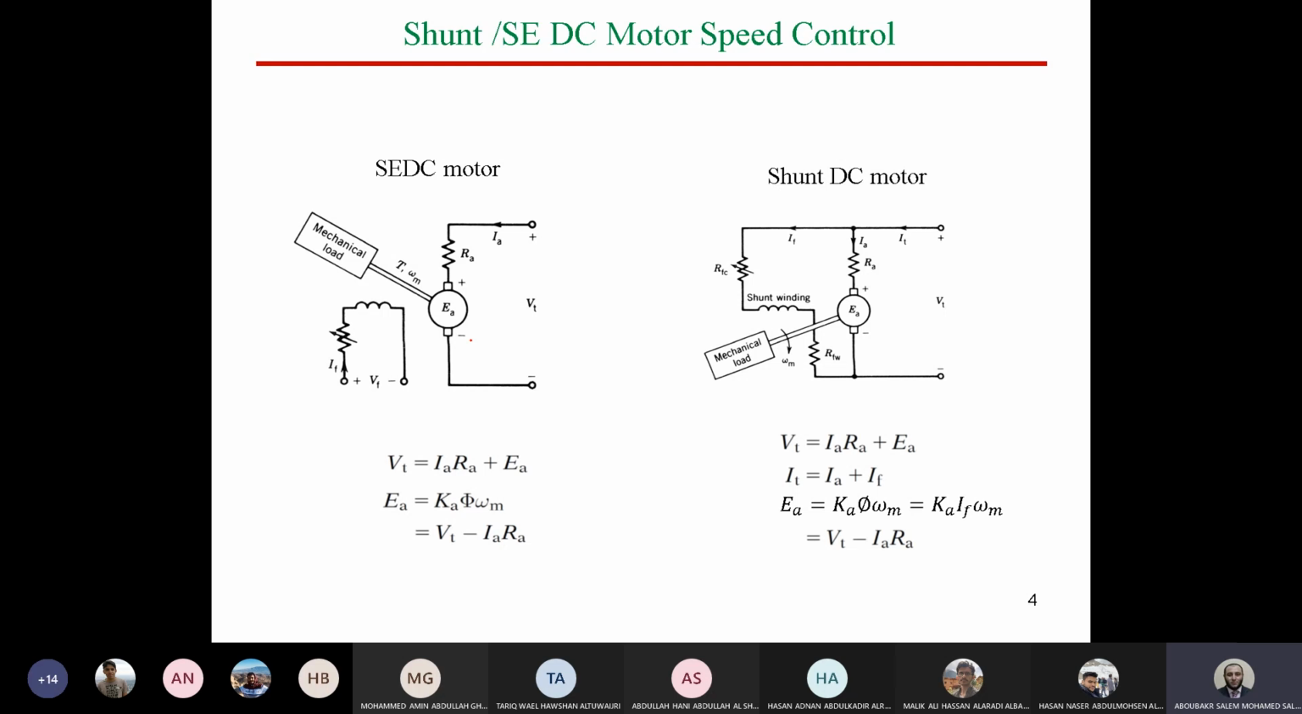However, if you are going to work with very small rating motors, because recently we use DC motors in some low power applications and low voltage applications, like for instance, we discussed previously, we used them in solar energy applications, like in concentrated solar power.